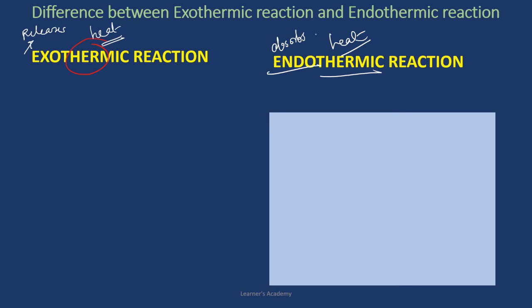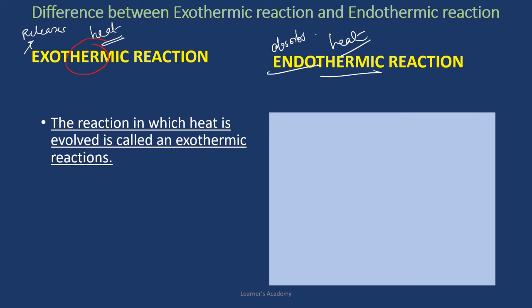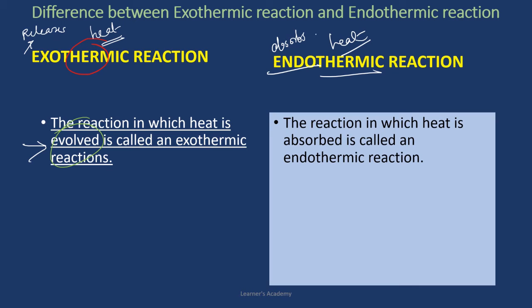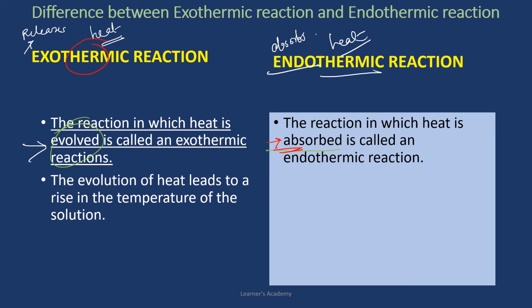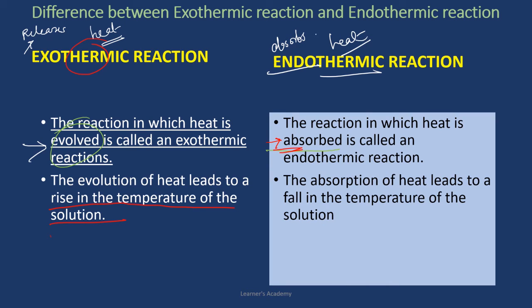Now the first point: the reaction in which heat is evolved is an exothermic reaction, and if the heat is absorbed, that is called an endothermic reaction. The evolution of heat leads to a rise in the temperature of the solution. The absorption of heat, on the other hand, leads to a fall in the temperature. This is the main key point.